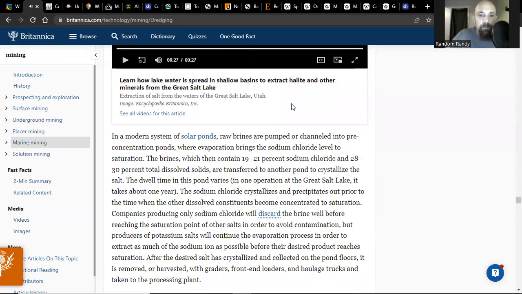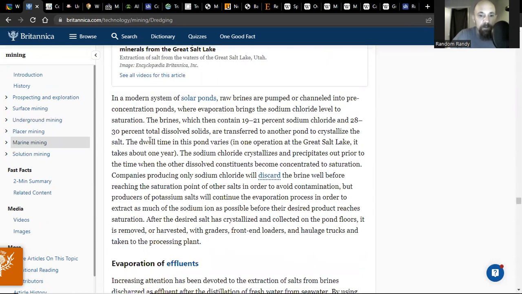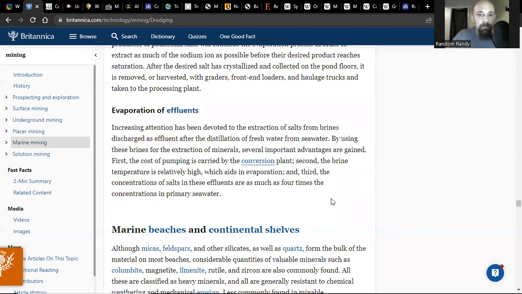Okay. So very interesting stuff. Evaporation brings the sodium chloride levels to saturation. Then they dry it out. Usually takes in the Great Salt Lake about a year that the salts are dwelling in that pond. So very interesting stuff. The evaporation for other minerals.